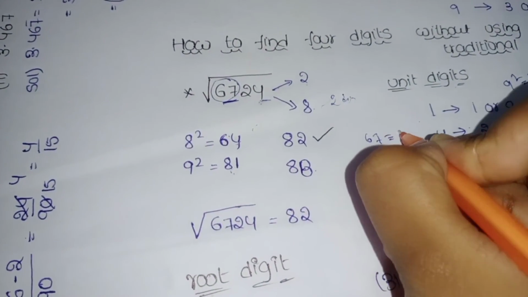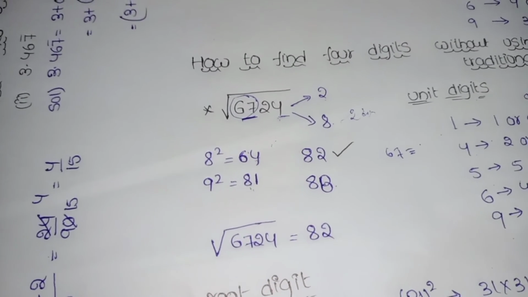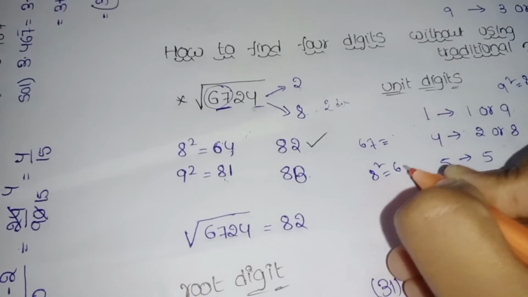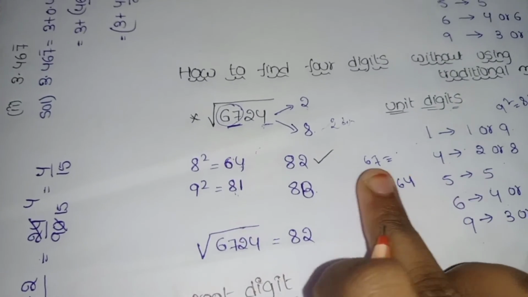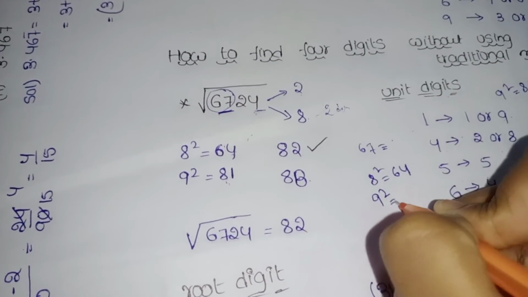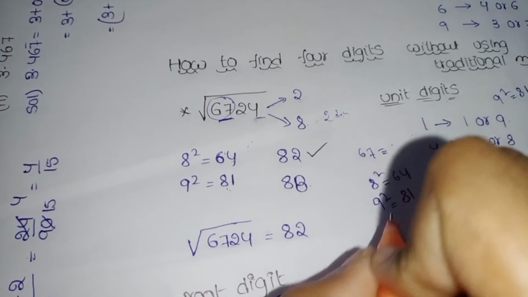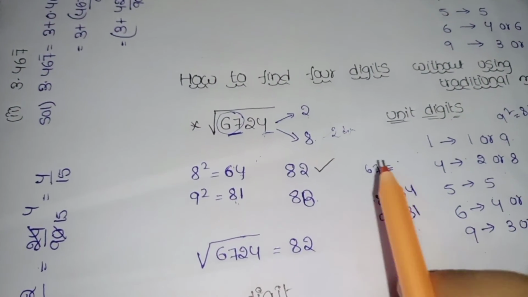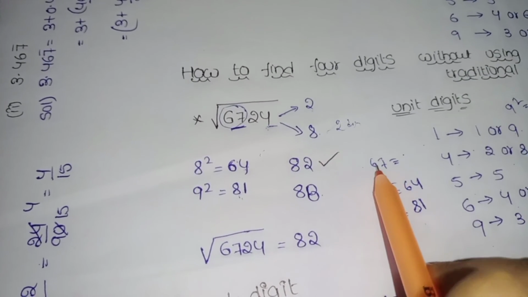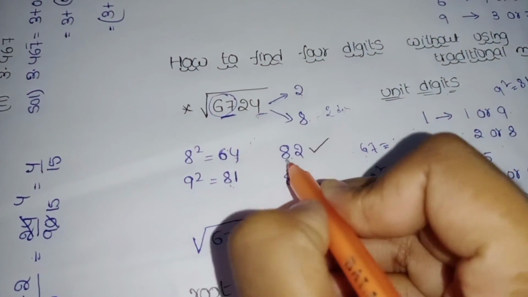67 is near to which square value? 8 square, because 8 square equals 64. 64 is nearest to 67. Okay, next take 9 square also. 9 square is 81. 81 is so far from 67. 8 square is near to 67. So I am taking 8 as the answer.